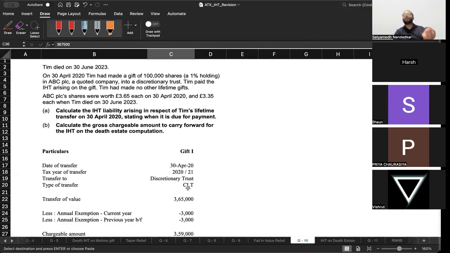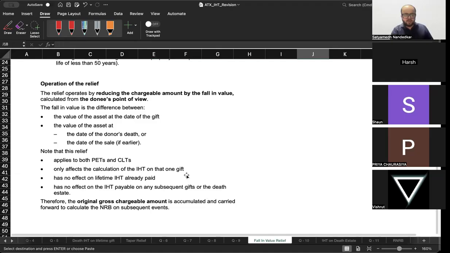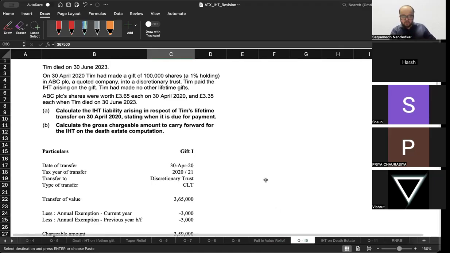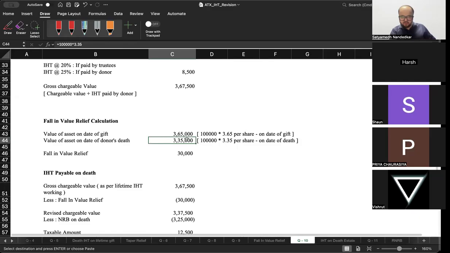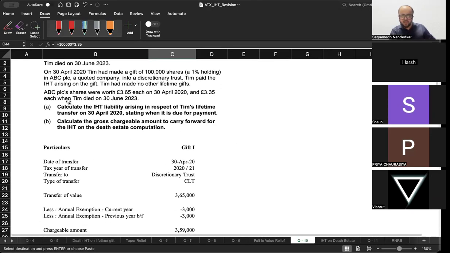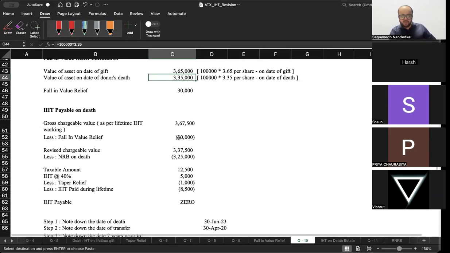Fall in value relief is applicable only in cases where you are calculating death IHT on lifetime gifts. And how is it calculated? The value of the asset on the date of gift versus value of asset at the date of donor's death. What is the value at donor's death? 3 lakh 35,000. Why 3 lakh 35? On this date, the price per share is 3.35. On the date of gift, it was 3.65. So fall in value is 30,000. Fall in value relief is 30,000. Subtract 30,000 from 367, you have 3,37,000.